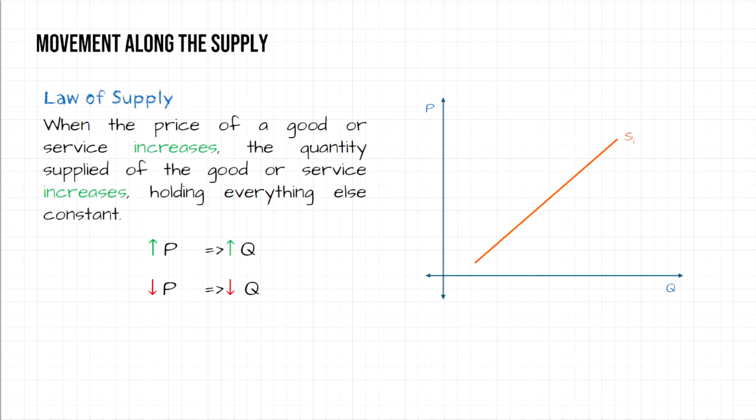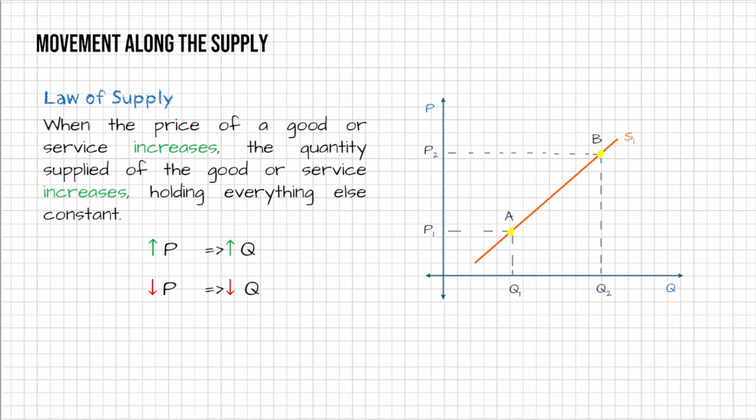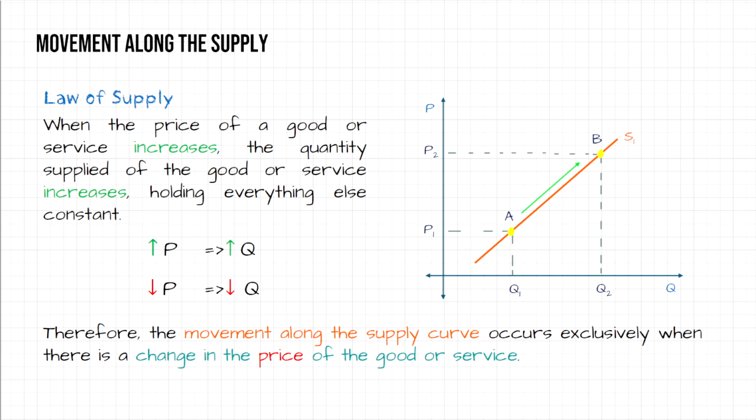All the other factors that influence supply are constant. Let's consider the first price, P1, and the quantity supplied, Q1. Now, if the price increases to P2, what happens? We have a new quantity supplied, Q2, which is greater than the previous one. The price increased, and the quantity supplied also increased. We've moved from point A to point B. This is what we call a movement along the curve. Therefore, the movement along the supply curve occurs exclusively when there is a change in the price of the good or service.